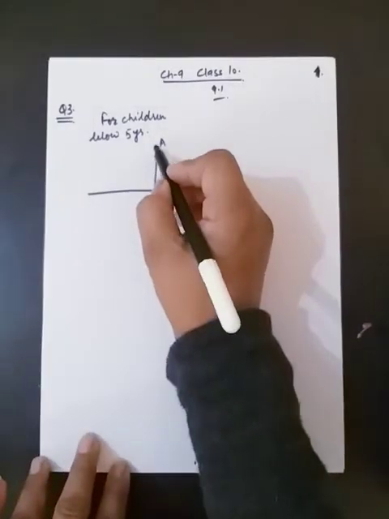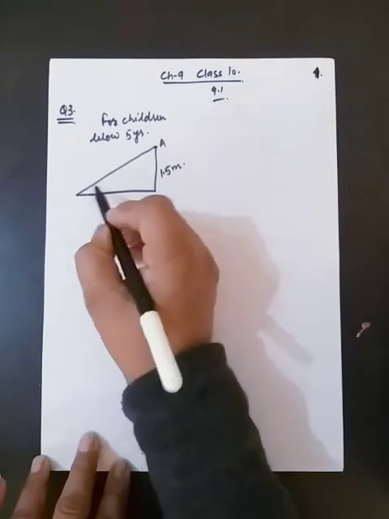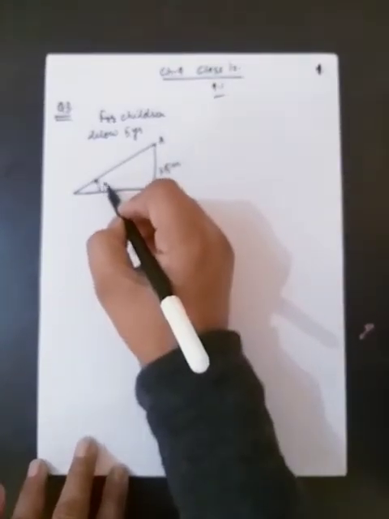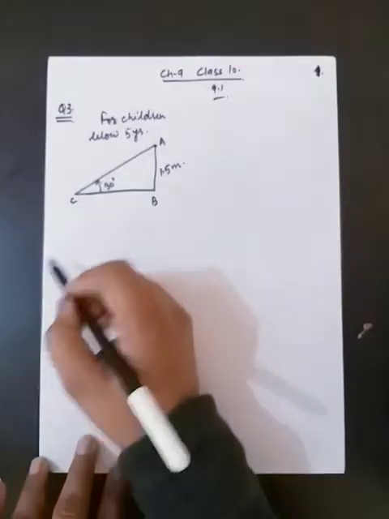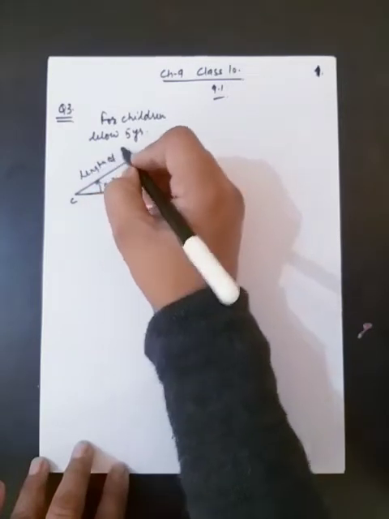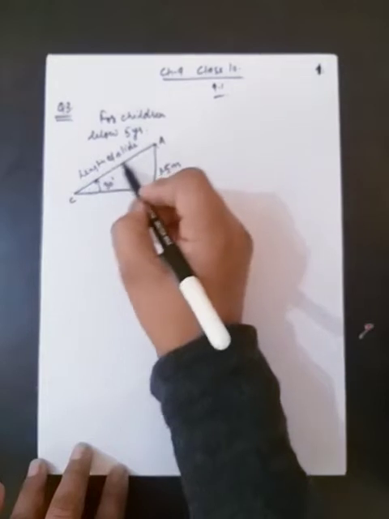And this slider makes an angle of, this is the sliding part of the slider and this angle is given to us, 30 degree. So this is the length of slide, this is height of slide and this is length of slide.